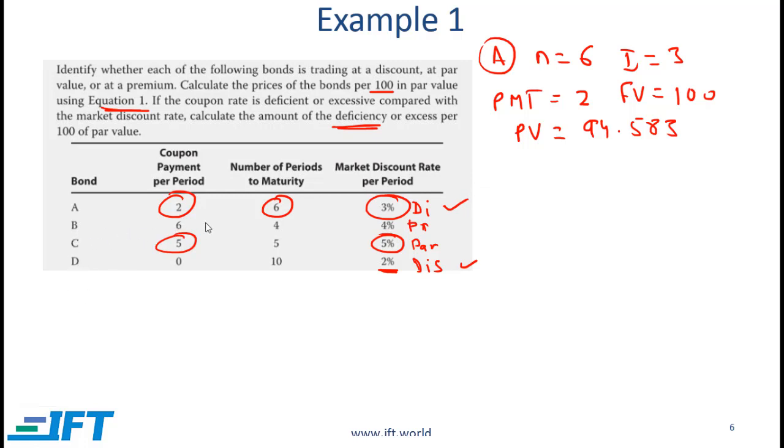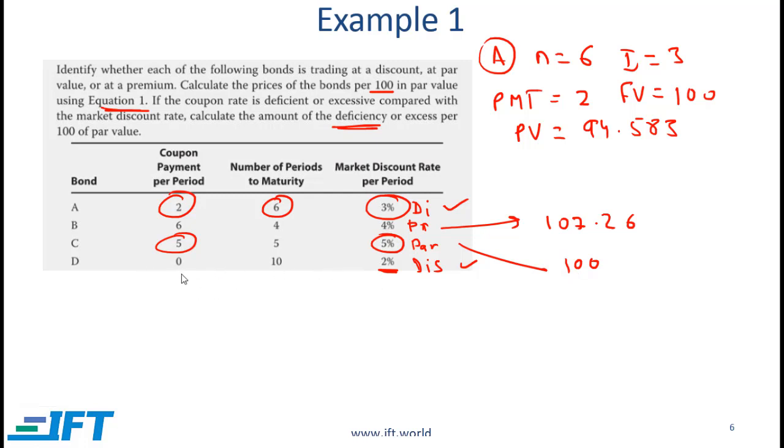You can do the same for all the other bonds. With bond B, coupon rate 6 means that payment is 6, N is 4, interest rate is also 4, FV is 100. When you compute the present value, you should get 107.26. With bond C, coupon payment is 5, so payment is 5, N is 5, interest rate is 5. This is a par bond, so without any calculation, you know that the value of the bond is 100 and there is no deficiency.